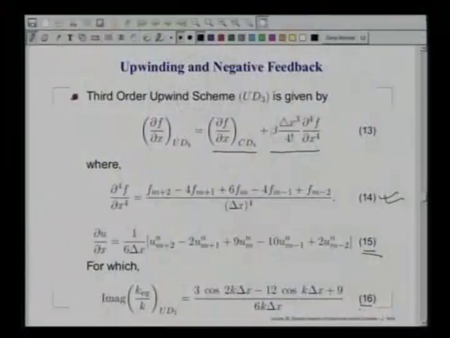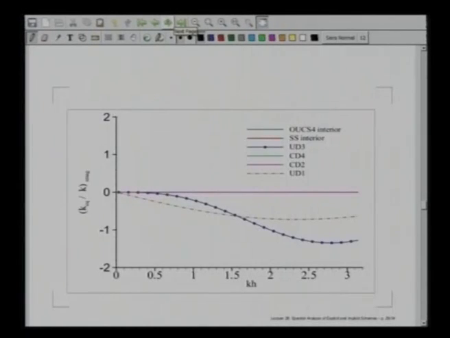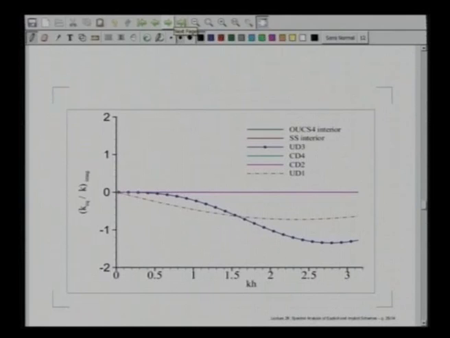So, one can work it out and see that third order upwinding is equivalent to adding this term. This is what you get to see if you plot k imaginary by k against k h. If you look at all central schemes, they all fall along the 0 line. These are what you get for all the central schemes, whereas this brown line is for the first order upwind scheme, and this is your third order upwind scheme. What you notice, interestingly enough, is that there is a qualitative difference.